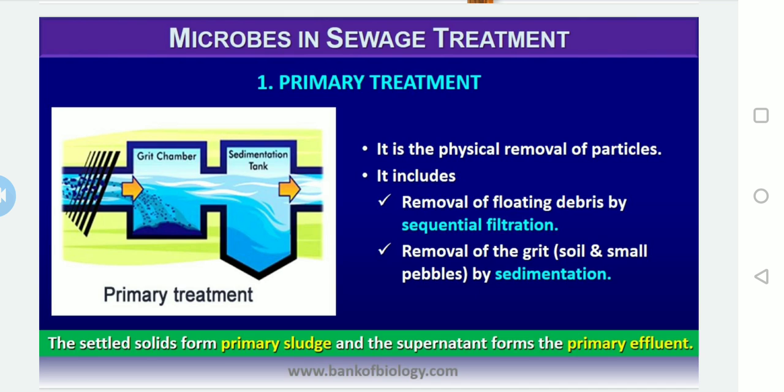Initially, the floating debris is removed by sequential filtration. Then the grit, that is soil and small pebbles, is removed by sedimentation. The fourth step is that all solids settle as primary sludge, leaving the supernatant, the effluent. Very important: the effluent from the primary settling tank is taken for the secondary treatment. So the primary treatment is generally done with a 5-step mechanism.